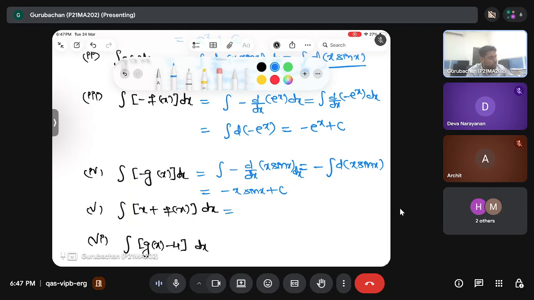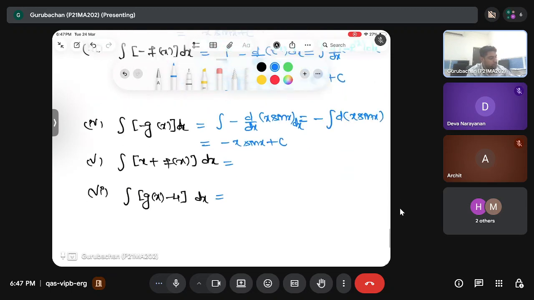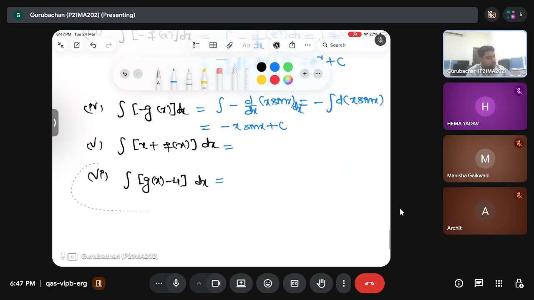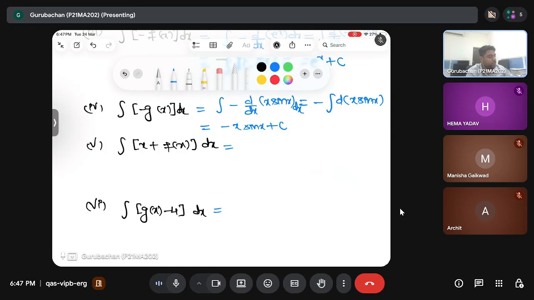Now quickly tell me these two. You just need to use either the properties of integration or the properties of differentiation, whatever you like.